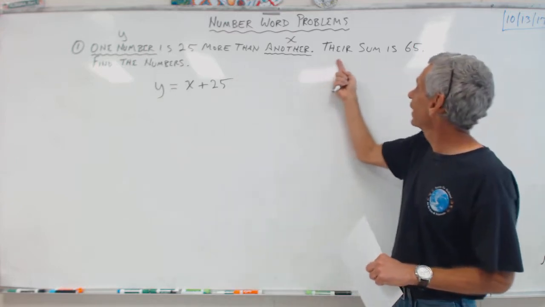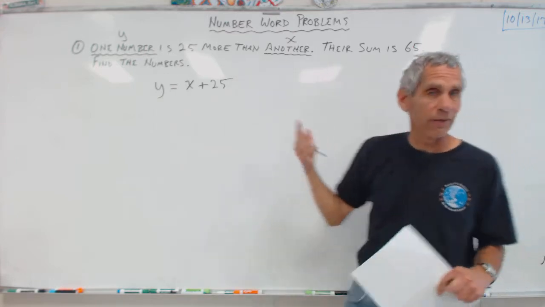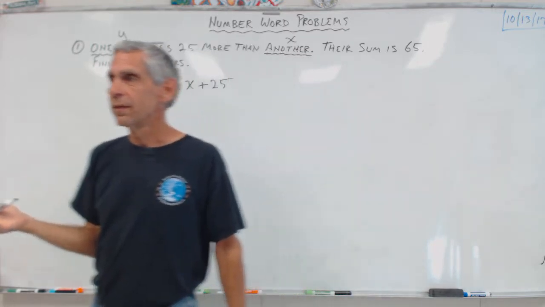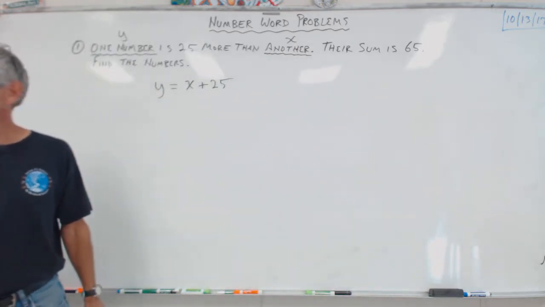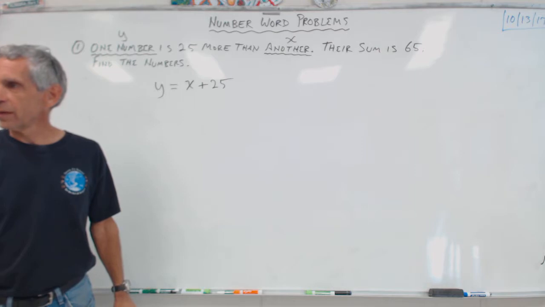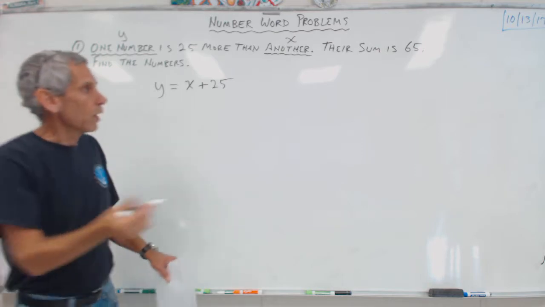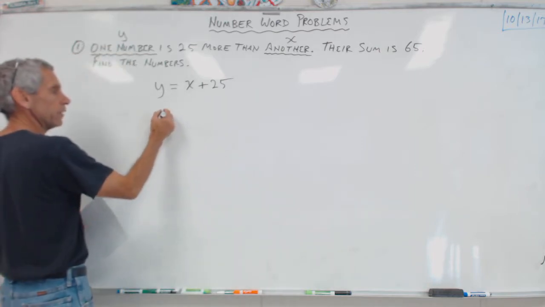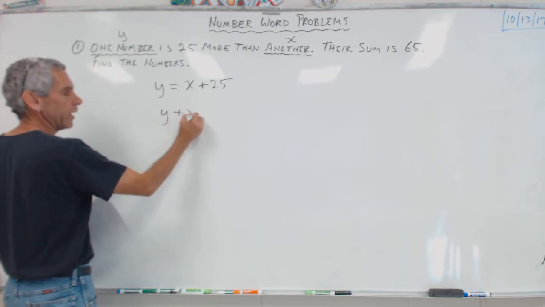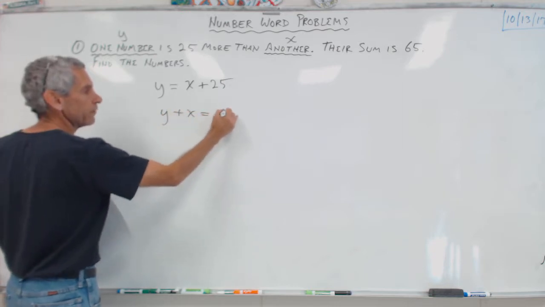Okay, next question. Next one. It says their sum is 65. How could I write that as an equation? Their sum. Rosemary. Y plus x equals 65. Y plus x equals 65. You guys agree with that? Yeah. Yep. Y plus x equals 65.